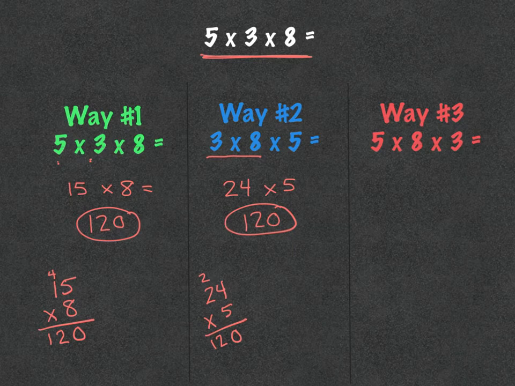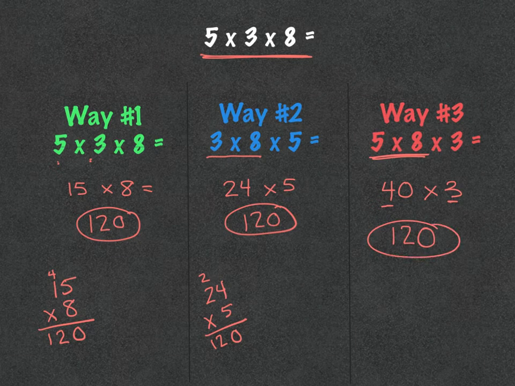And then my last way over here, 5 times 8 would be 40 times 3. Now this one, way number 3, is going to be much easier because I can just do my extended multiplication fact. 4 times 3 is 12, and 40 is 10 times bigger than 4, so we add our 0 there. I get 120 no matter which way I go. However, way number 3 is going to be a little easier to do mentally.